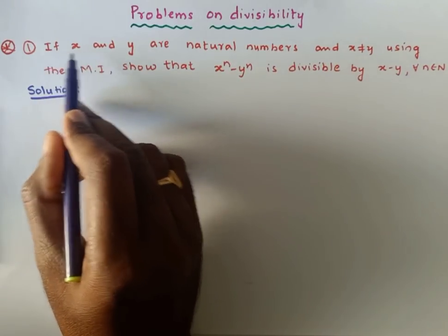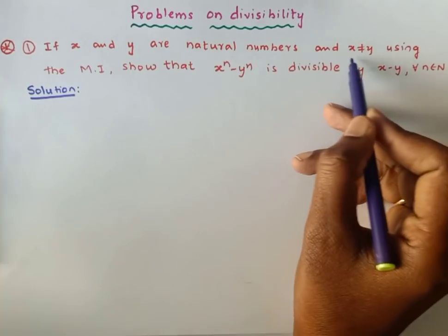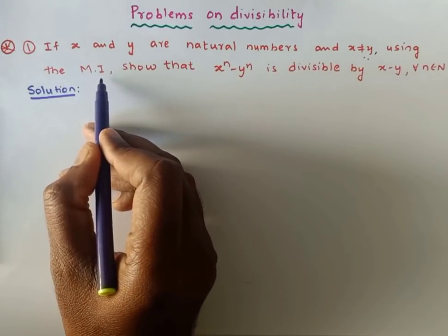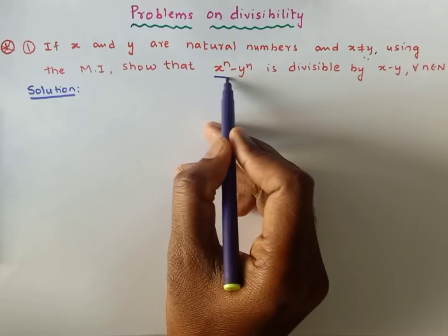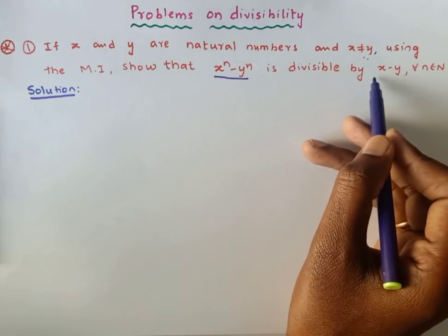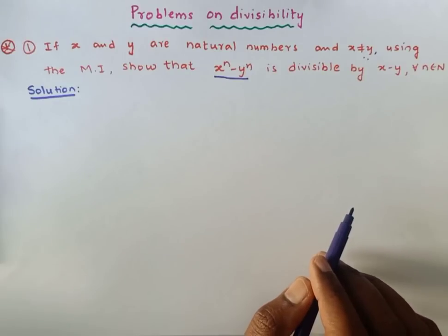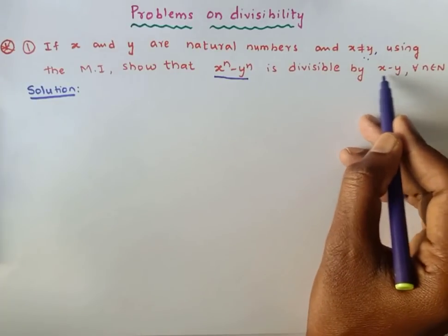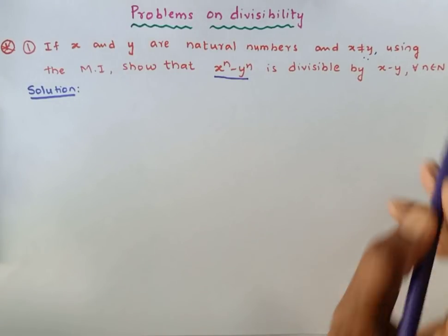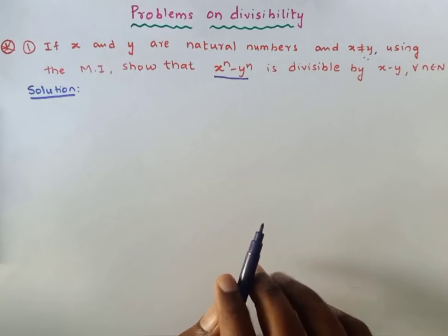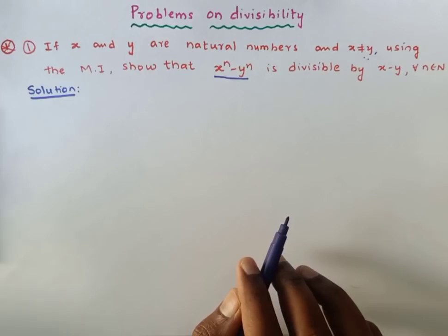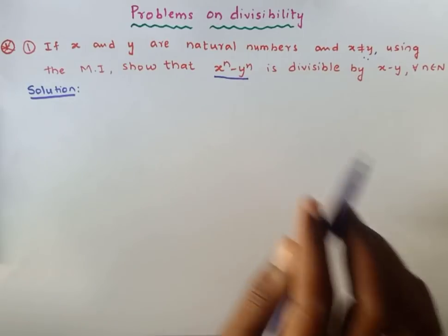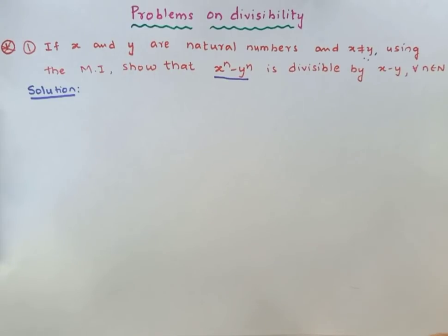See the statement: if x and y are natural numbers and x is not equal to y, using mathematical induction show that x to the power of n minus y to the power of n is divisible by x minus y. So you need to show this number x to the power n minus y to the power of n is divisible by x minus y for all n belonging to the natural numbers, for any natural number n.